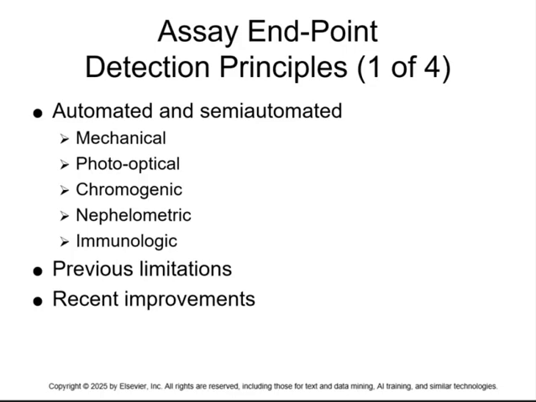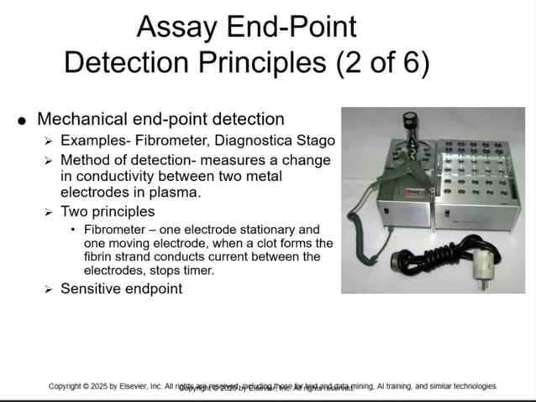So most of the assays we do are endpoint, and you've done them. You inject everything, put everything together, and it stops. Clot, boom. That's called endpoint. So they're totally automated, and then they're semi-automated. So they had different ways it's done, methods: mechanical, photo-optical, chromogenic, nephelometric, immunological. So there's limitations to each one of those, but there's been a lot of improvement since then.